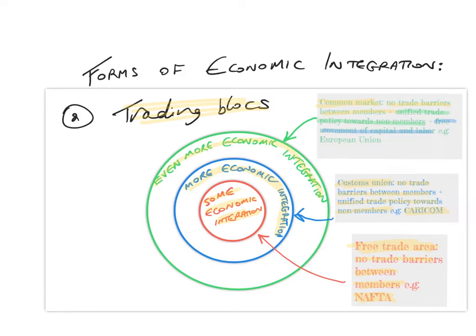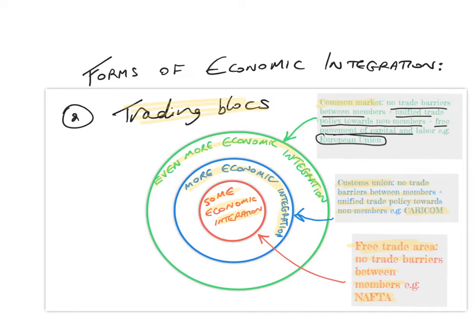So I'm going to get rid of these highlights so you can actually read the text. So basically, a common market has no trade barriers between members, has a unified trade policy or trade barriers towards non-members, and has free movement of capital and labor. A very good example is the European Union.